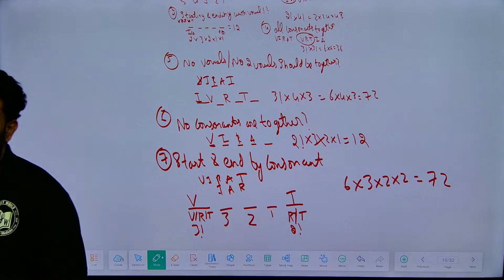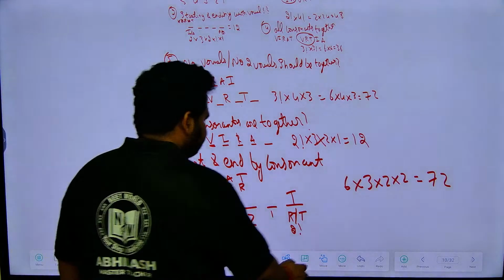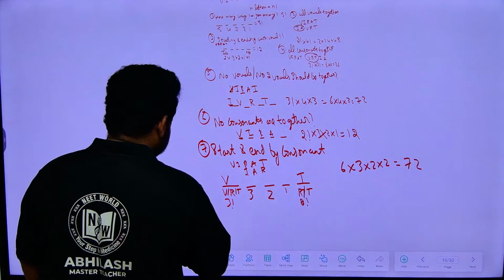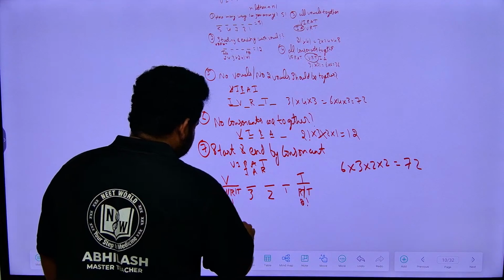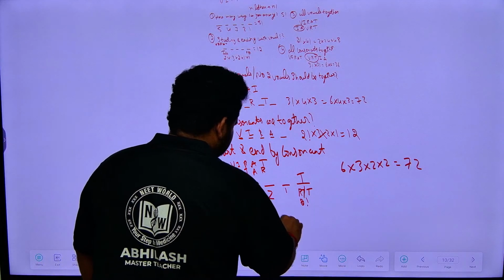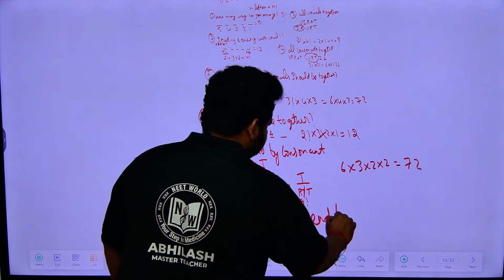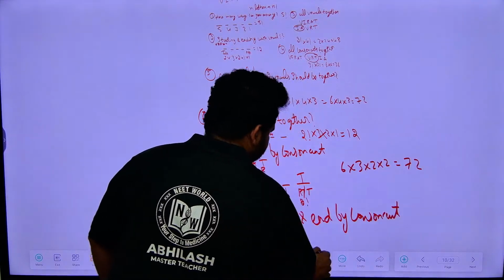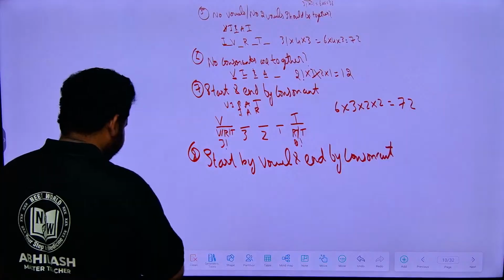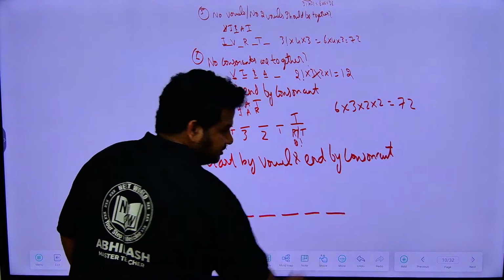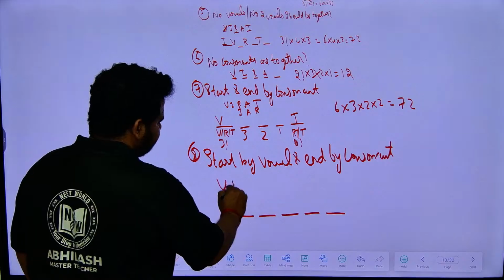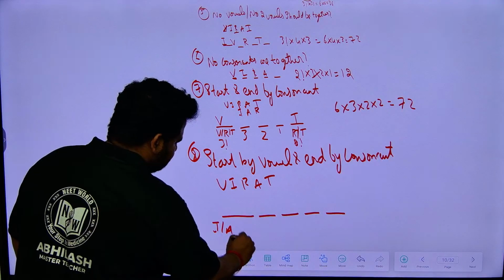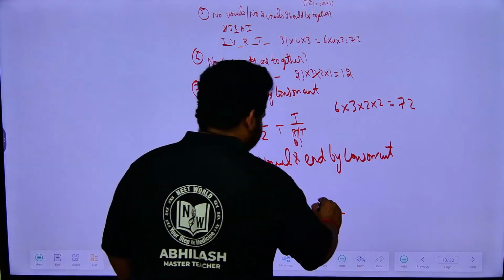Now start by vowel and end by consonant. Next question is start by vowel and end by consonant. So here what can we do? See here, 5 letters. Start by vowel. Vowel means, if I take Virat, vowel can be I or A. So this is how many ways? 2 factorial ways. End by consonant means this can be V, R, T.